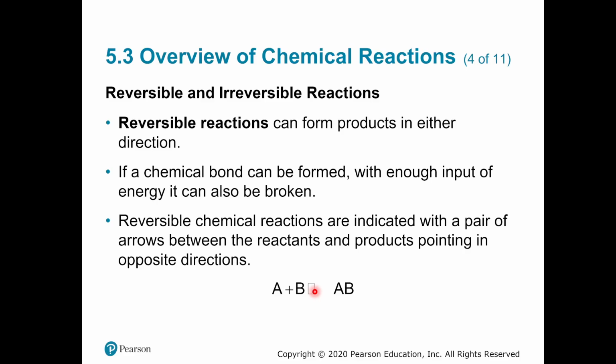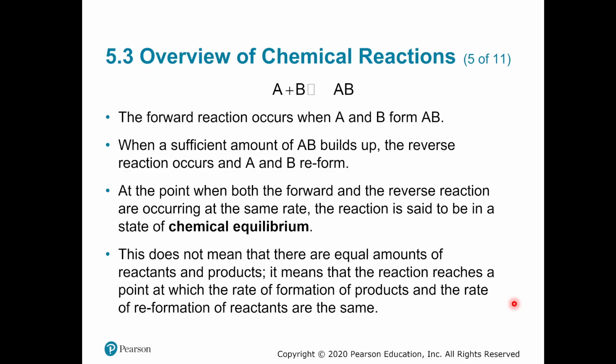Now, this is typically a double arrow. So an arrow on top, an arrow on bottom. Okay? And it shows you that it's reversible. You can go back and forth in it. If a chemical bond can be formed with enough input of energy, it can also be broken in this case. Reversible chemical reactions will indicate a pair of arrows.